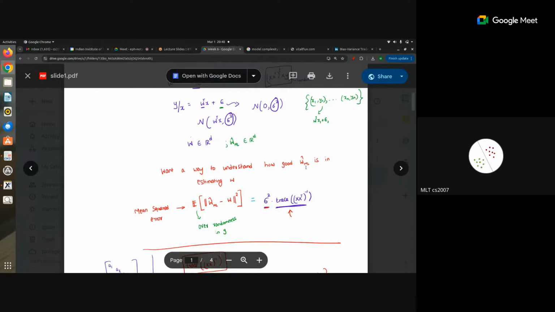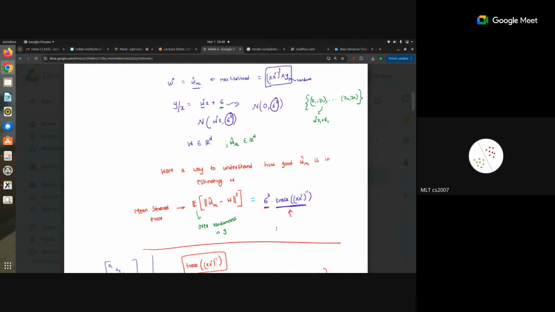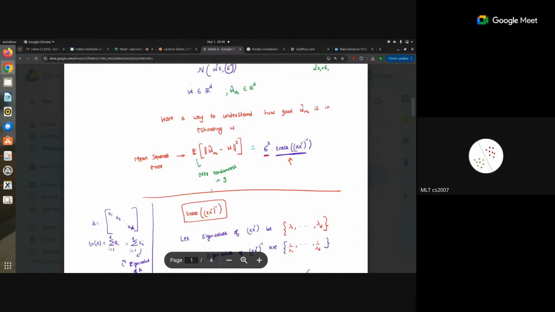Now the question here is, I got this W at ML somehow, but there may be changes in the W itself. So how much this W at ML is varying from W is given by this quantity, sigma square into trace of (X transpose X) inverse.